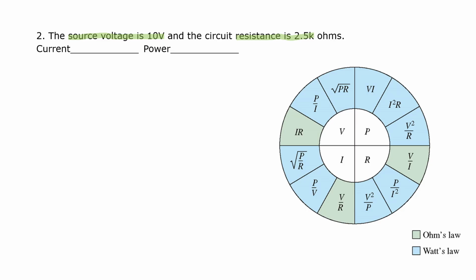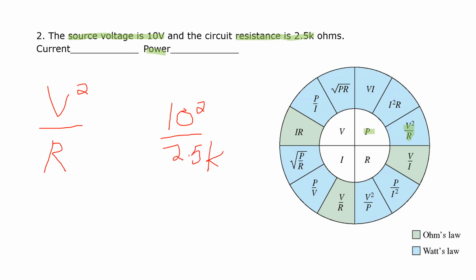Next up, we have power. So we have power, find power. We got voltage and resistance. Yuck. Voltage and resistance. We got another square there. So voltage squared divided by resistance here. So we're going to take 10 squared divided by 2.5K. So 10 squared, either you could just do 10 squared or do it in your head, love mental math.